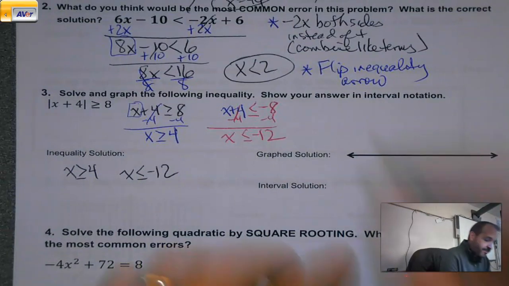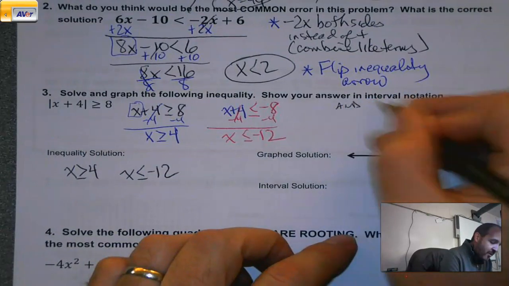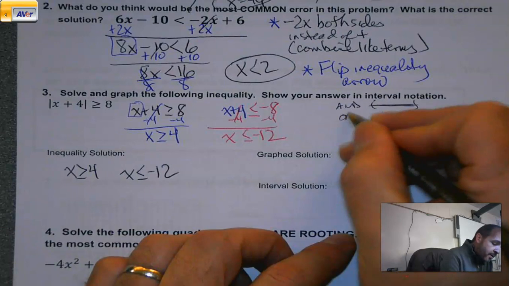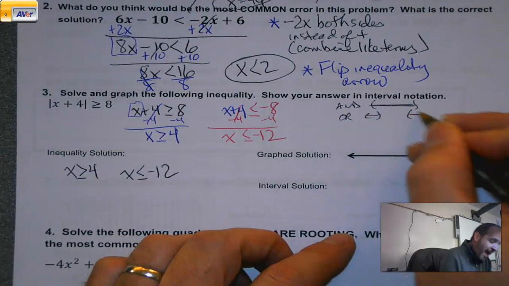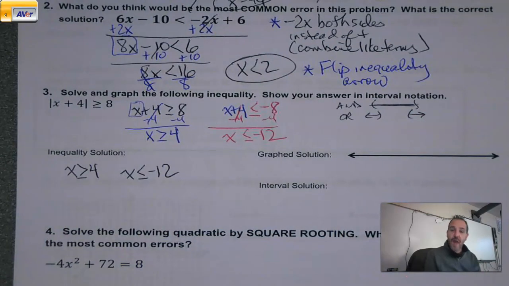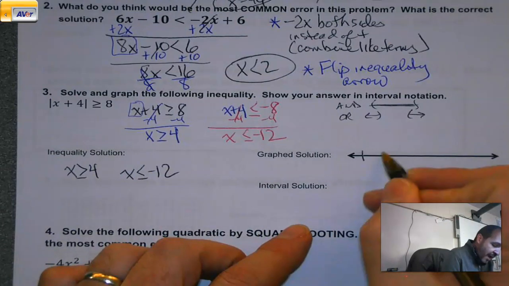And when we have and, those are the ones where the coloring comes in the middle. The ors are the ones that go out. So maybe you want to hold off on writing and or in if you're not sure until you've graphed this. Not a bad idea.